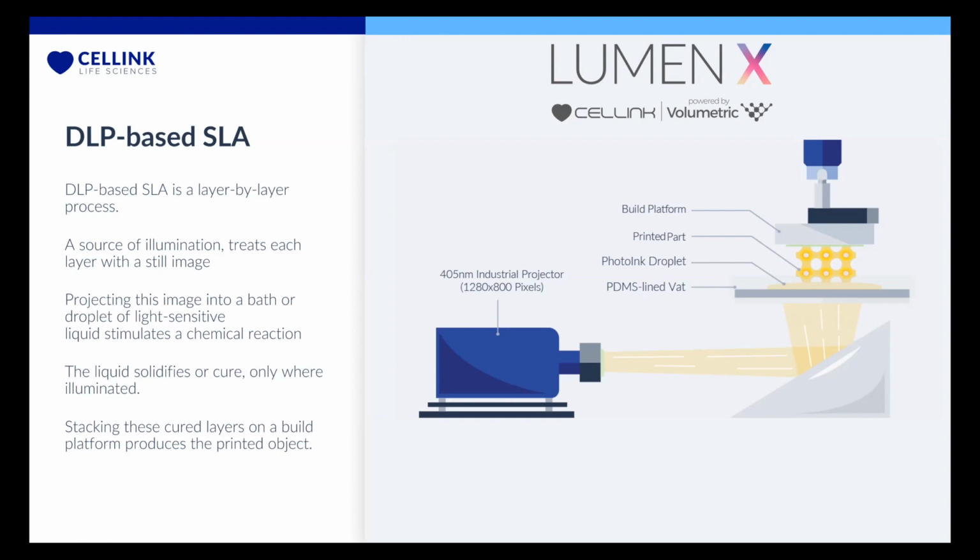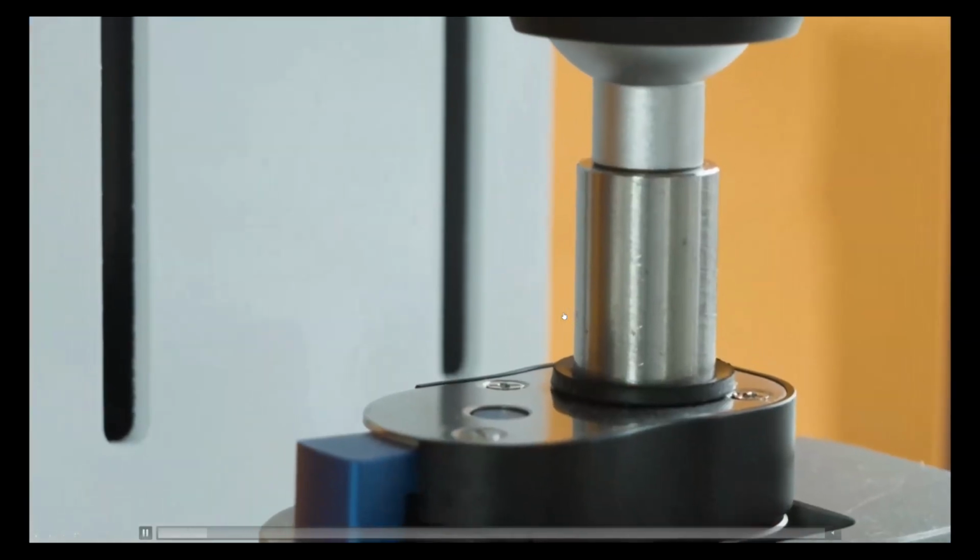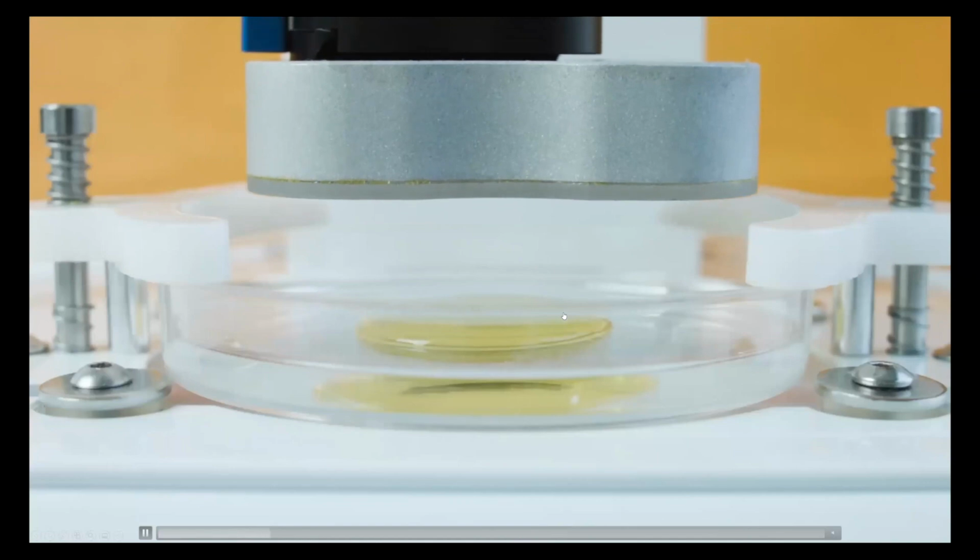And although only one material can be used at a time, it's a high-resolution approach that can be used to create clear, watertight microfluidic devices or lattice-like structures like the one shown here that are absolutely impossible with extrusion. And here you can see it in action.